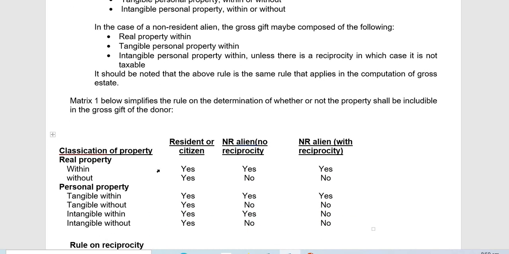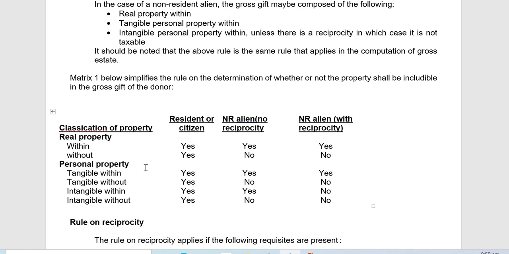So, ito yung parang matrix to simplify the rule interpretation of whether or not a property shall be included in a gross gift. So, basta, real property niya within, pag no reciprocity, considered taxable siya. Pero pag with reciprocity, real property man ito, intangible lang man tong subject to reciprocity rule, di ba? So, taxable siya kay within man.